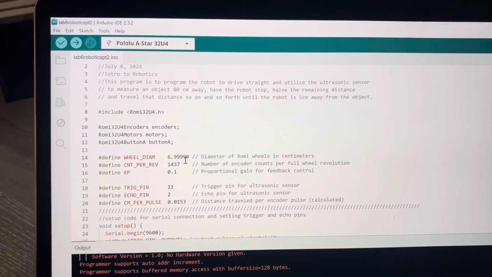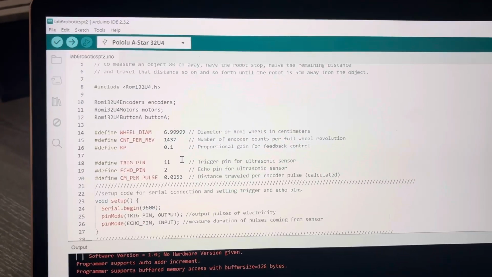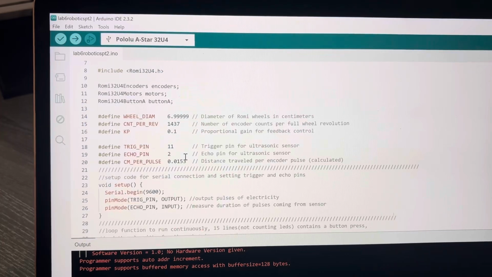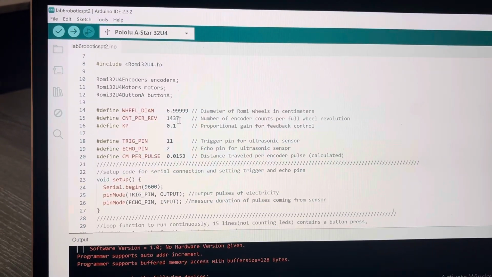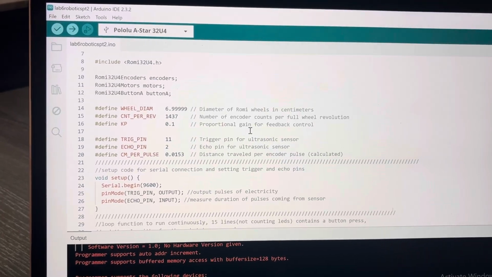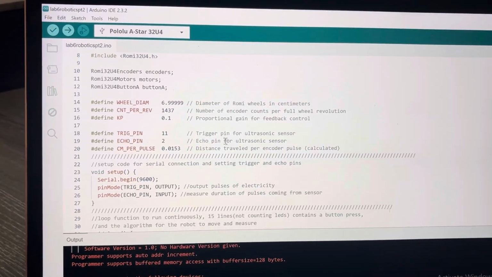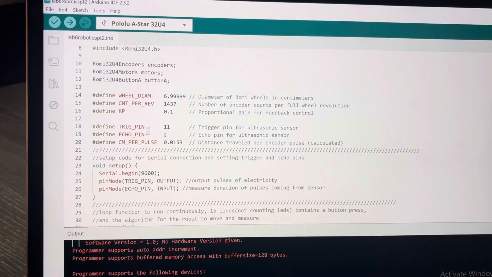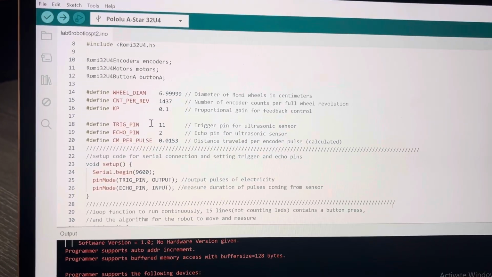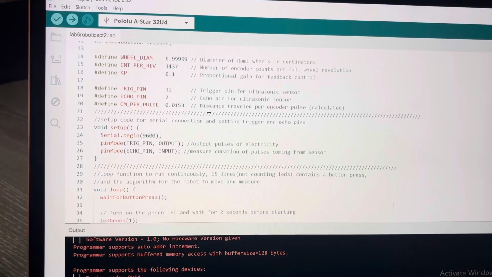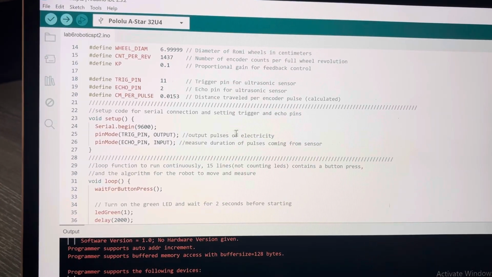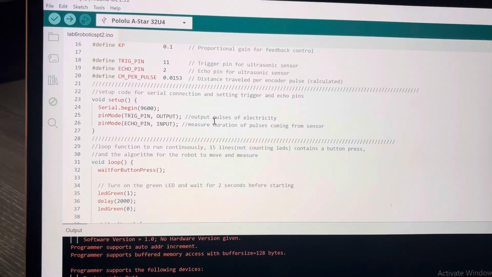So in my code, I have my magic numbers. So wheel diameter, the robot counts per revolution, KP for my drive straight function. My trigger pin is connected to pin 11, echo pin 2, and then this distance travel per encoder pulse.